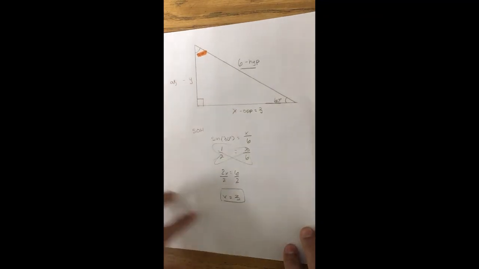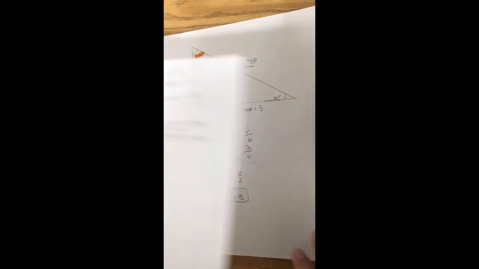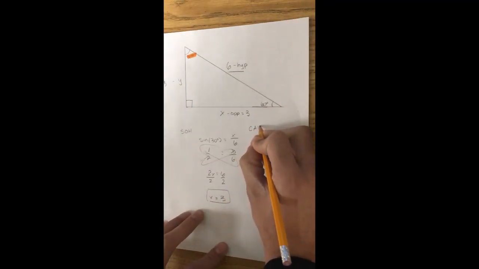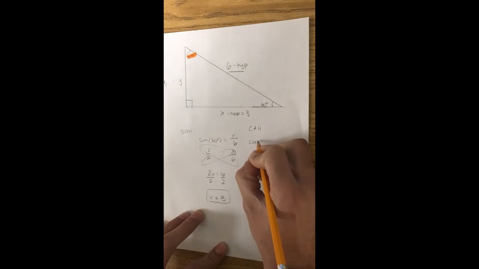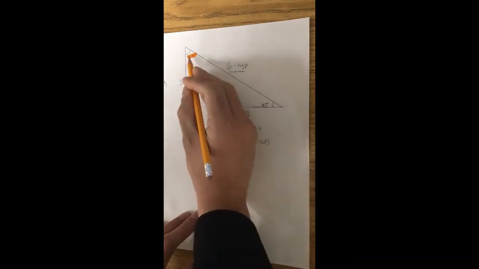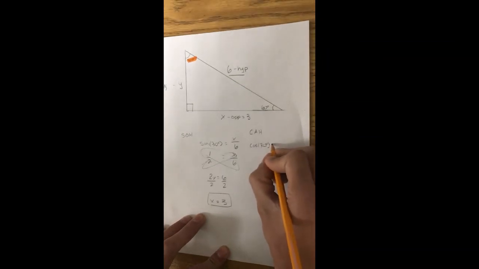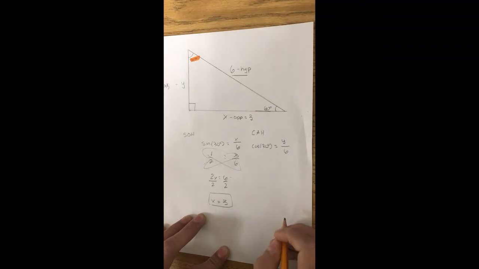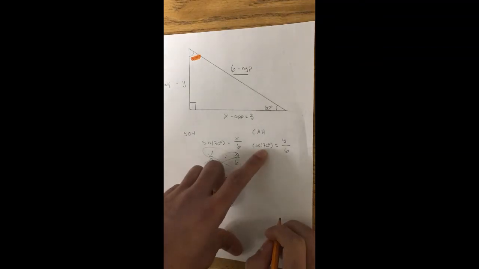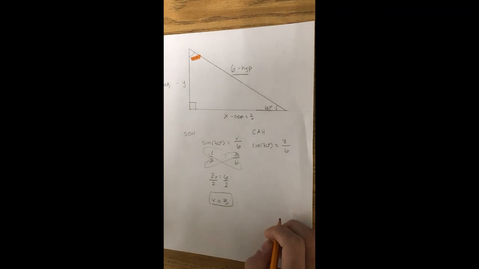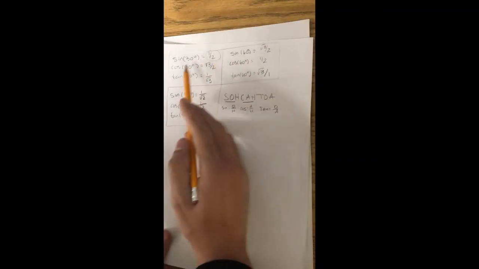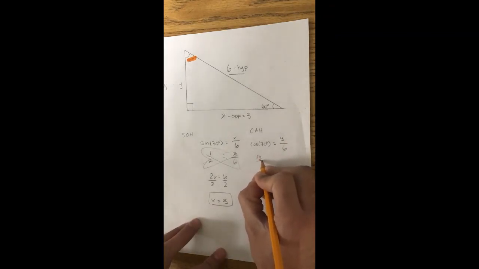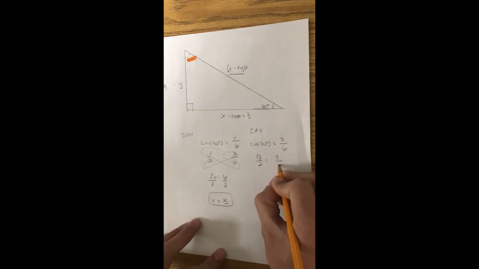Alright, now let's solve for y. Now I'm going to use CAH, which is cosine. Cosine of 30 degrees, because that's again what I'm using, 30 degrees, is equal to, well, adjacent, y over the hypotenuse, 6. Alright, cosine of 30 degrees equals y over 6. Again, going back to my identities here, cosine of 30 is square root of 3 over 2. So square root of 3 over 2 equals y over 6.